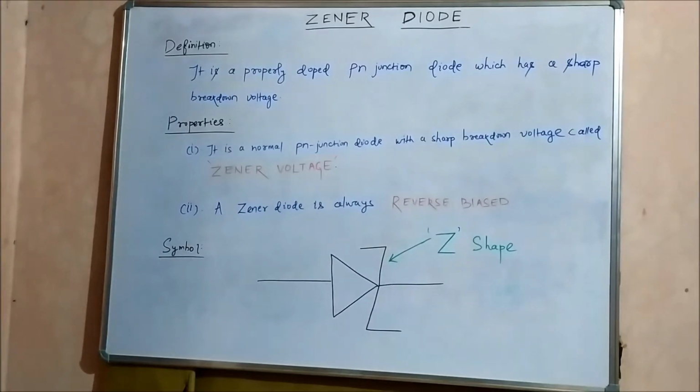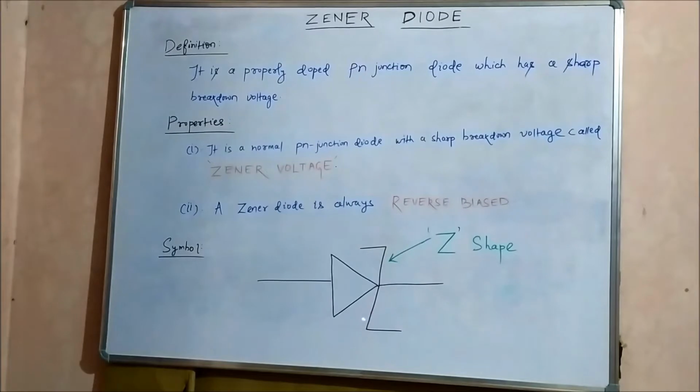So next is the schematic diagram or the symbol of the Zener diode. As you can see, it looks more or less the same as that of a PN junction diode, but the difference comes in this Z-type shape that you can see. Here the p-type end is the same as that of a normal PN junction diode, an arrowhead or a triangle you can say, but at the n-type end, instead of a normal straight bar, here there is a Z shape.